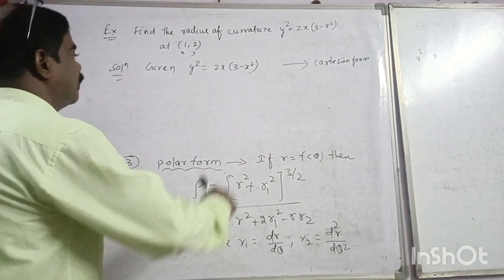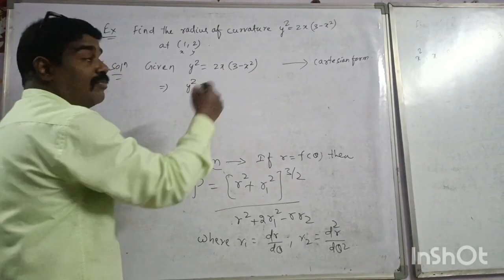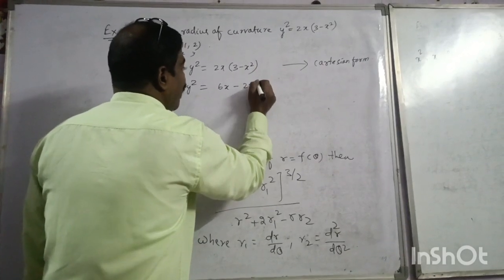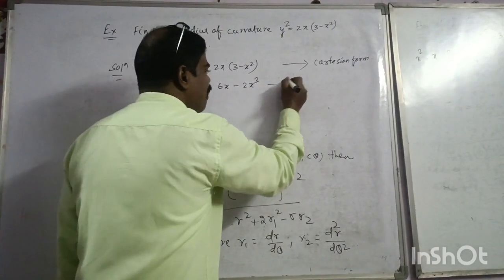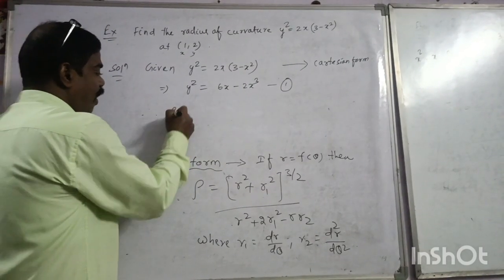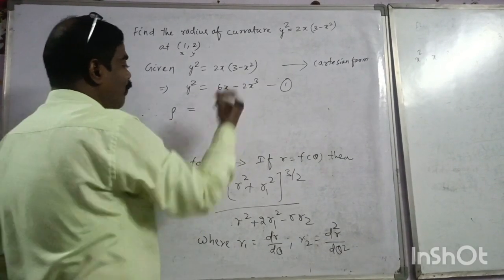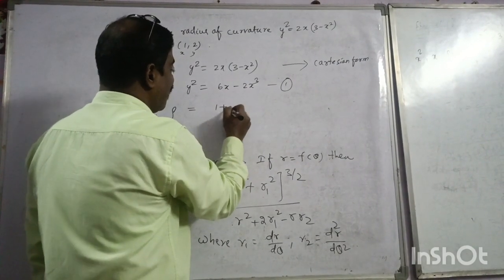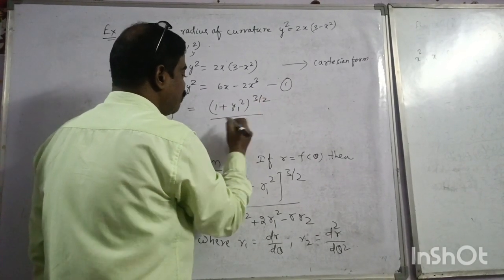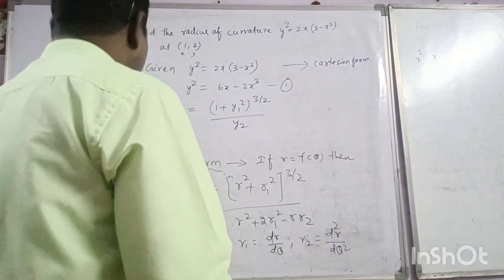This implies y square is equal to 2 into 3, that is 6x, minus 2x cube. Have you understood or not? So, therefore, the radius of curvature, what is the formula? Rho is equal to (1 plus y1 square) to the power 3 by 2, divided by y2. Have you understood?